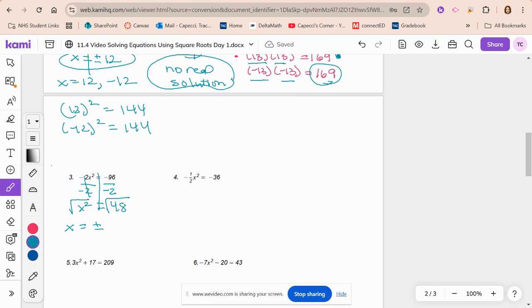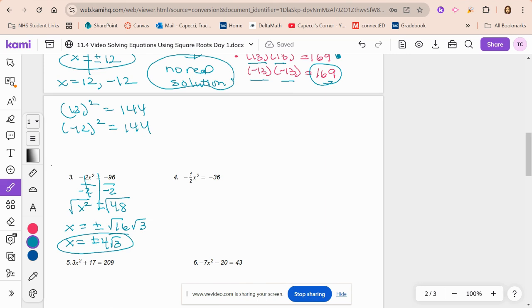Now, 48 is not a perfect square. The highest perfect square that goes into 48 is 16. So I'm going to take the square root of 16 times the square root of 3. So that gives me x is equal to plus or minus. The square root of 16 is 4. So I have plus or minus 4 root 3.